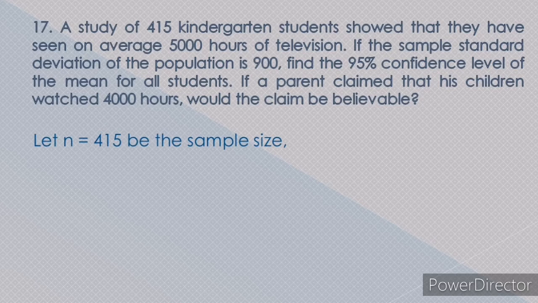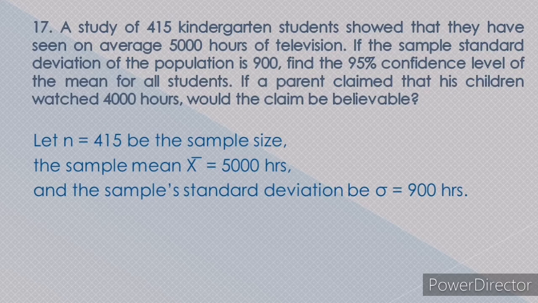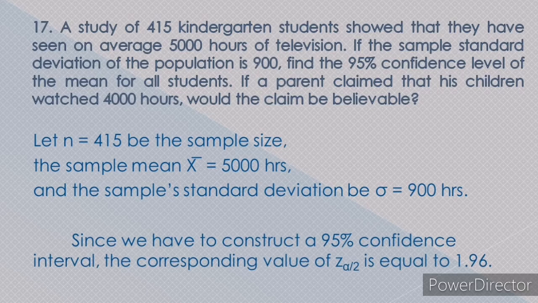So for item number 17, here's our given. Let n equal 415 be the sample size. Then the sample mean, or x bar, is equal to 5,000 hours. And the population standard deviation, sigma, is equal to 900 hours. Since we have to construct a 95% confidence interval, the corresponding value of z sub alpha over 2 is equal to 1.96.